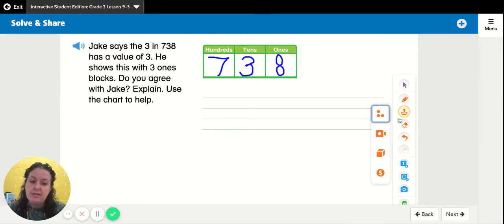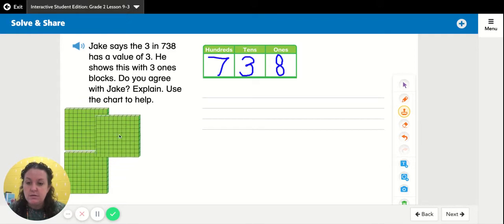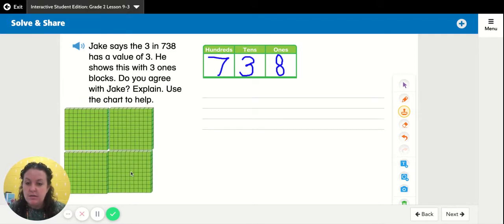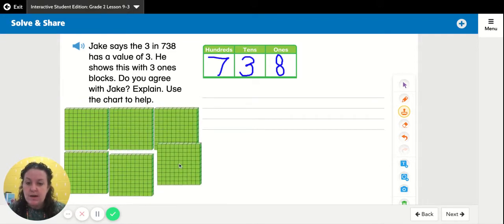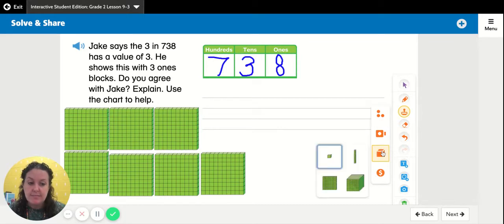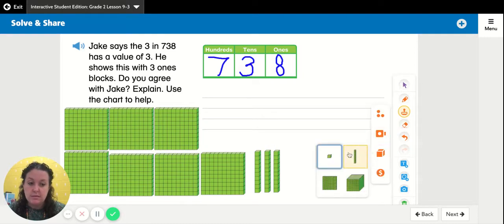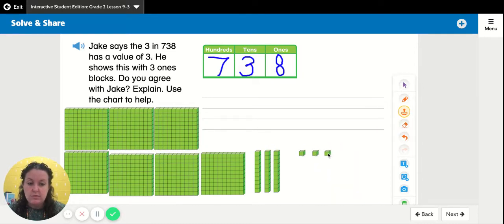I'm going to model this number first. I'm going to start with the hundreds, and I'm going to do 7 hundreds. 1, 2, 3, 4, 5, 6, 7 hundreds. Now I'm going to do 3 tens. 1, 2, 3, and I'm going to do 8 ones. 1, 2, 3, 4, 5, 6, 7, 8.